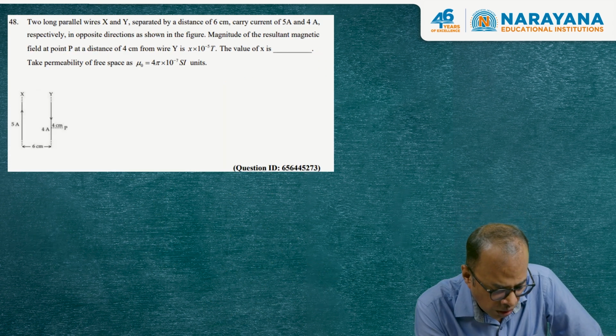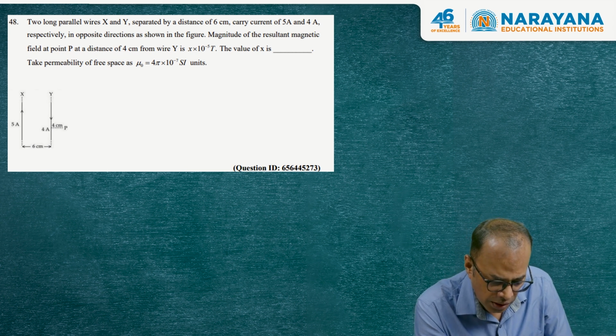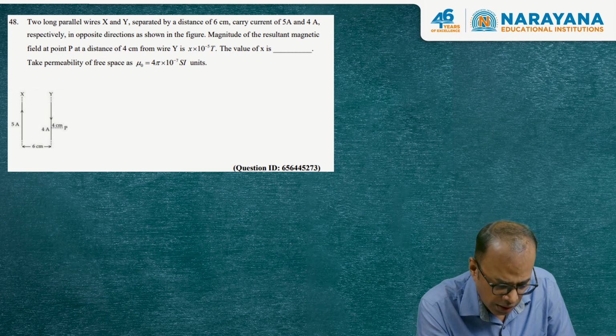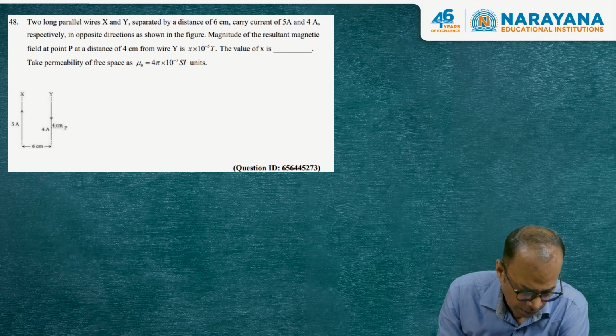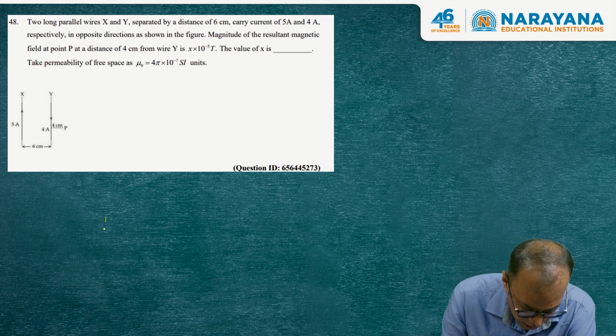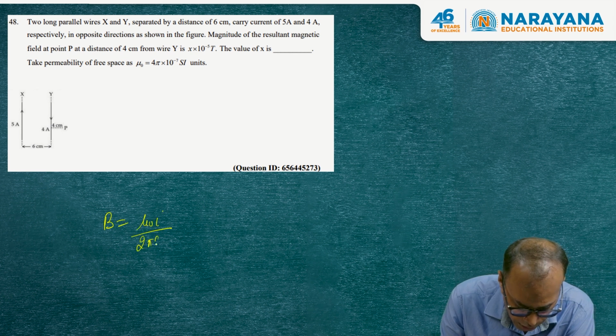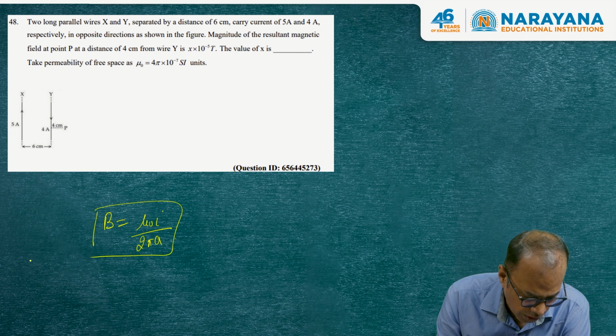So we have two long parallel wires X and Y separated by a distance of 6 centimeter and they carry currents in opposite direction. We want to find the resultant magnetic field at point P. The magnetic field due to a long straight wire is mu naught I by 2 pi A. That is the formula involved.